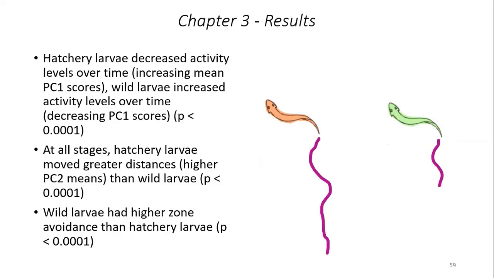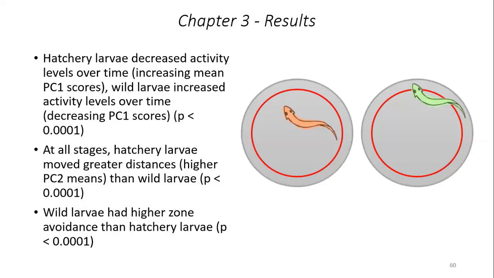At all stages, hatchery larvae consistently moved greater distances than the wild larvae. And at all stages, the wild larvae consistently had higher zone avoidance than the hatchery larvae. So the wild fish chose to stay more along the edge of the petri dish. So there were these consistent behavioral differences in not just the ways that they were moving, but in the ways that they chose to use the space.